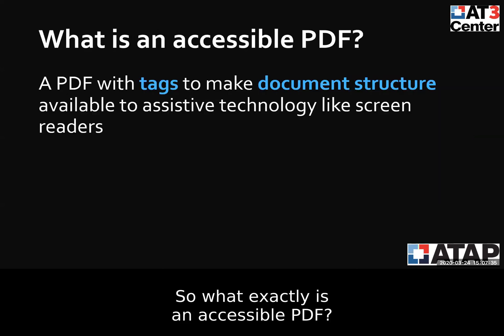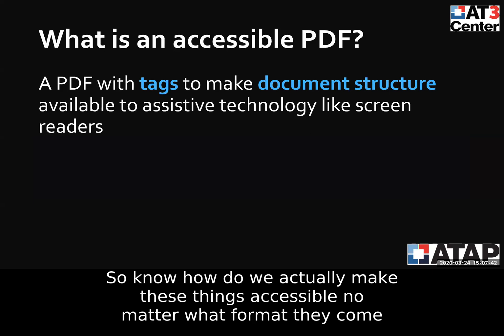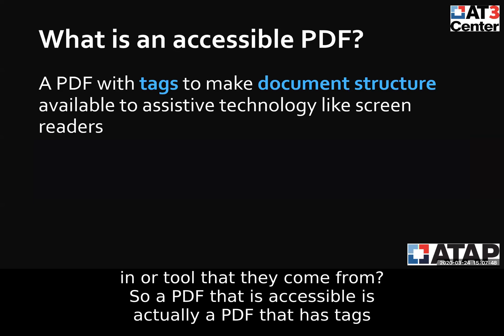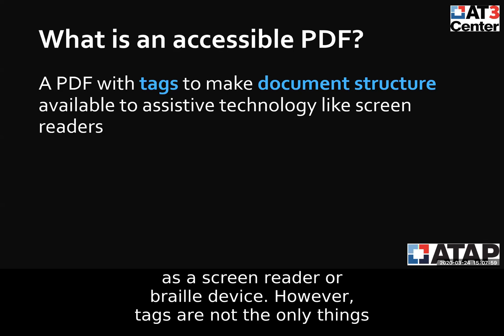So what exactly is an accessible PDF? We've talked a little bit about what kinds of documents we potentially get in. So now how do we actually make these things accessible, no matter what format they come in or tool they come from? A PDF that's accessible is a PDF that has tags to make the document structure available to assistive technology such as a screen reader or a Braille device.